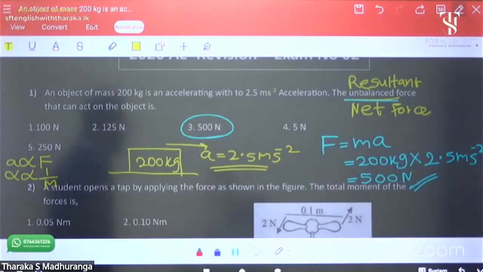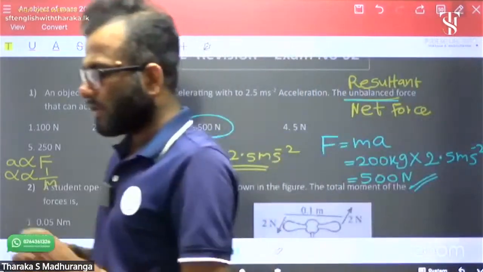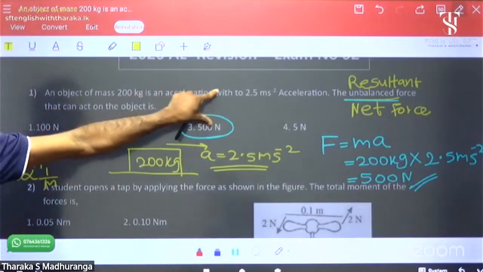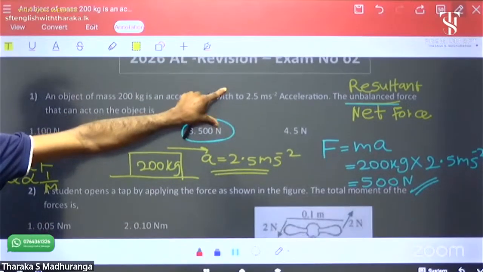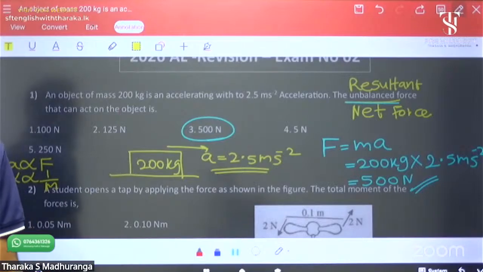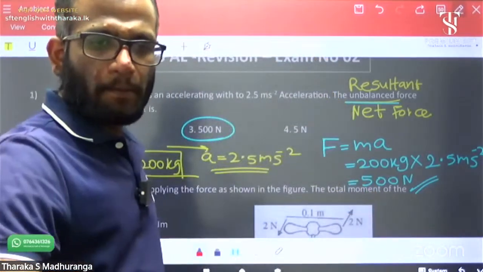Okay. Please get your explanation books. As I explained last week, you have to maintain your explanation book and write down exam number 2, question number 1. This is the full answer. I use the Newton's second law equation, F equal ma. F is the unbalanced force, the question asks for unbalanced force. Then I get ma, mass into acceleration.